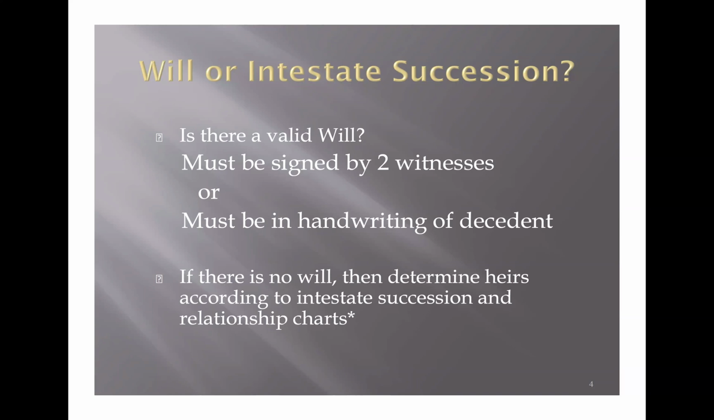And if it's separate property, then it will differ according to how many children there are. For instance, if there's one spouse and one child, it'll go 50-50. If there are 2 or more children, then the spouse gets 1/3 and the children get 2/3. And the charts will give the full situation if you're dealing with other relatives.